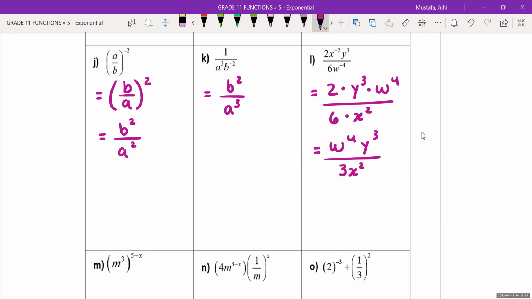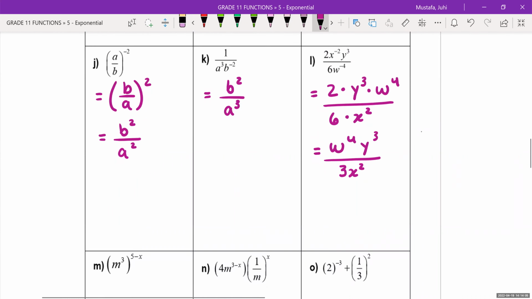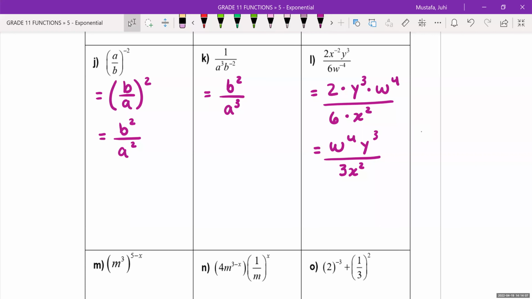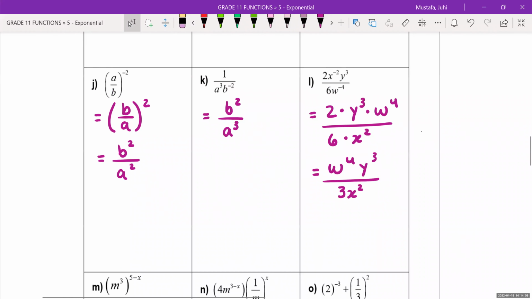Did that little trick help for this, or did it make sense for this? Okay. And again, you can use it here because everything is multiplied together, so you're allowed to use it.